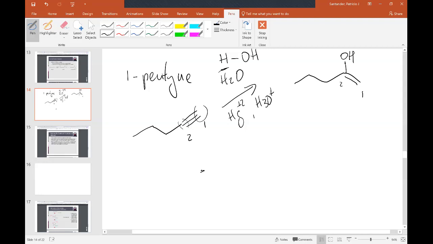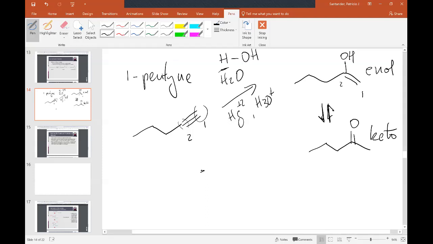But because we can go through this process that we call tautomerization, there is an equilibrium here between the keto and the enol form. So this will tautomerize into the keto form. This is the enol form. This is the keto form.